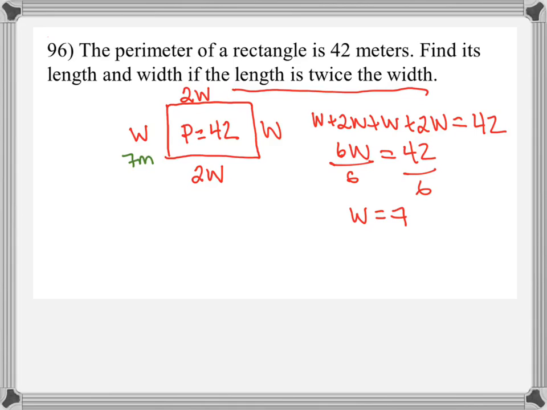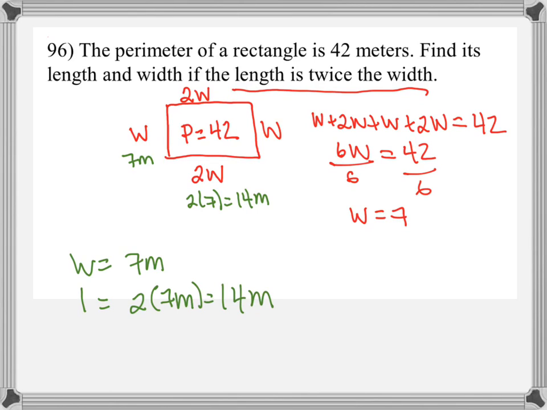Remember, I can go back to my picture of my rectangle, and I know that this width, which had length w, is 7 meters. And my length, which is 2w, is 2 times 7, or 14 meters. So I could label it on the picture. I could also write out the expressions. The width equals 7 meters. The length equals 2 times 7 meters, or 14 meters.